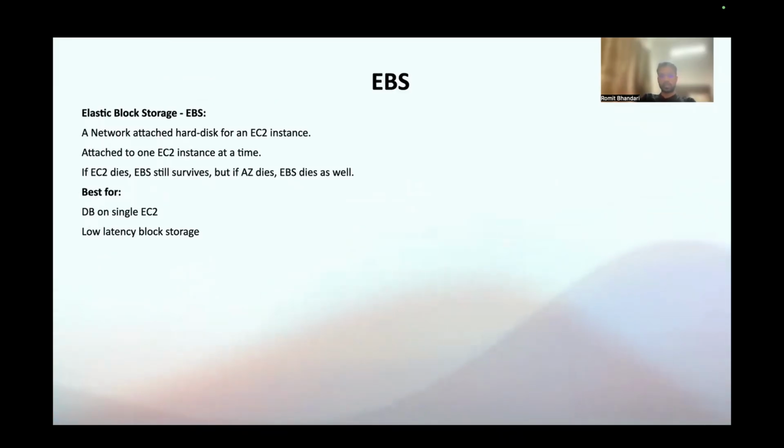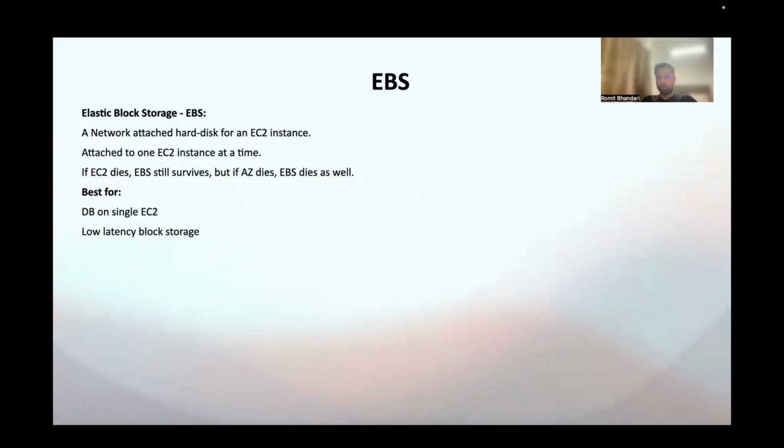EBS. EBS is elastic block storage, and it is basically a network attached hard disk for an EC2 instance. As I have mentioned in the notes, it is attached to one EC2 at a time, and think of it in that way that if EC2 dies, EBS would still be there, but if the availability zone itself has terminated, then EBS also would terminate.